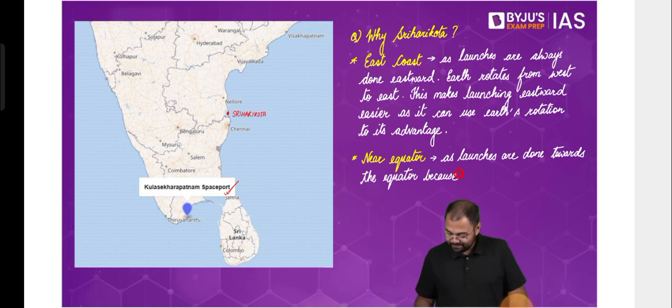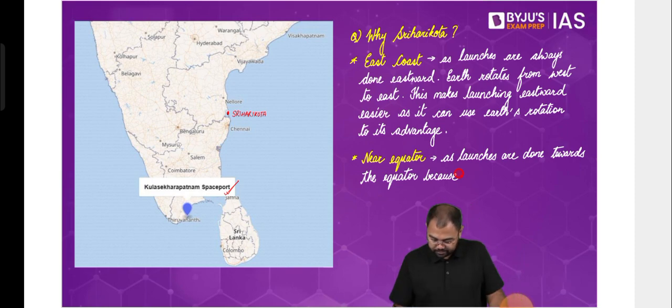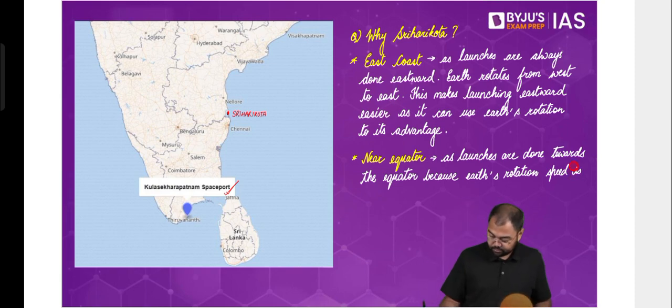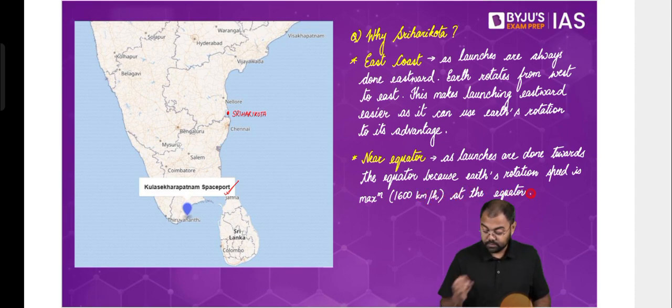Yeah. So Yashpal, you are correct. Saloni, correct. Janvi, correct. Abhishek, correct. So a lot of you have given the correct answer. So because Earth's rotation speed is maximum. It's almost 1600 kilometers per hour at the equator. So that's why Sriharikota.